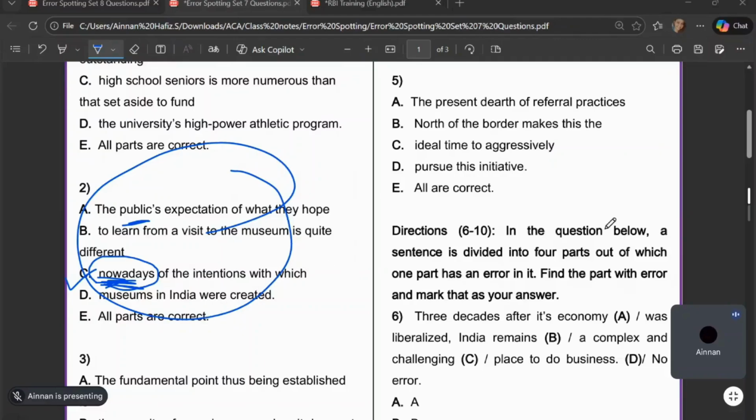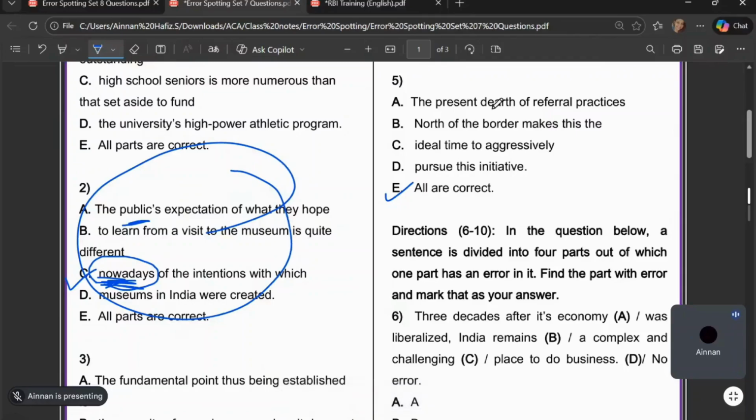Students, there are also chances where there might be no errors in the sentence. So when you're reading it, try adding your knowledge. Also, try having a contradicting statement of what if there are no errors at all. I don't think this has any errors. Yeah, perfect. The present dearth of referral practices north of the border makes this the ideal time to aggressively pursue this initiative. There are no errors at all.